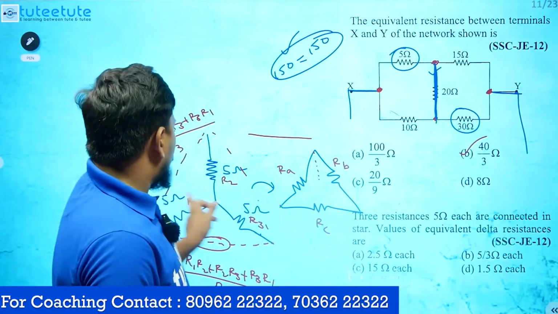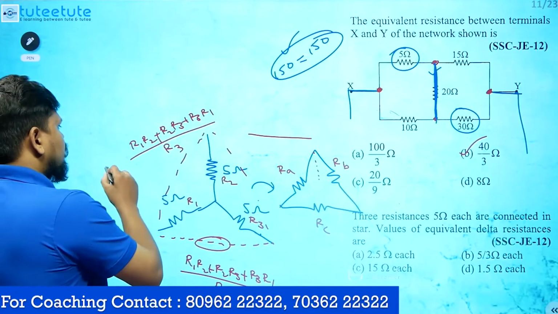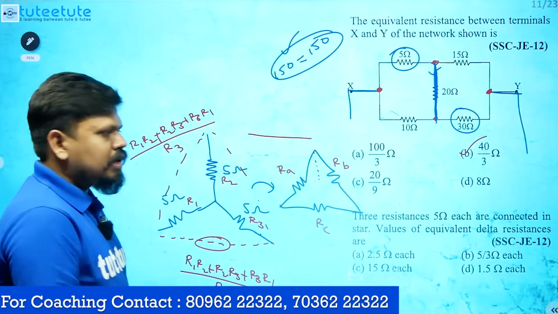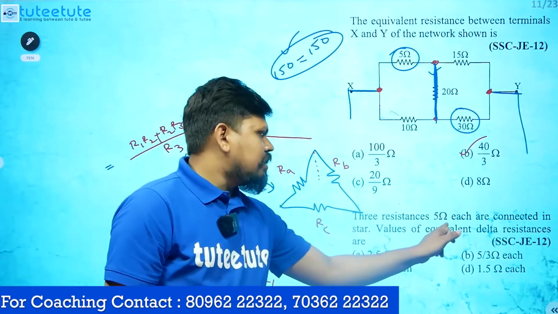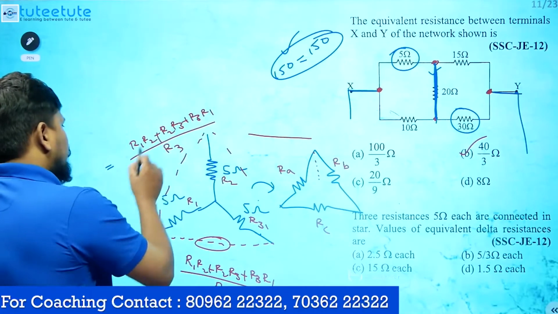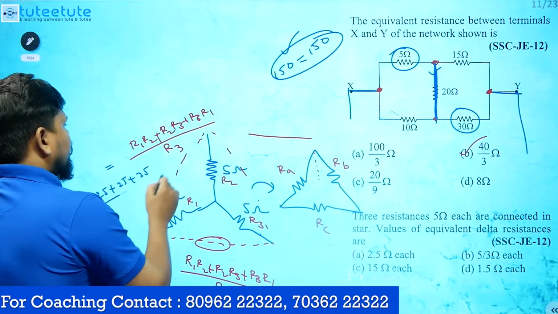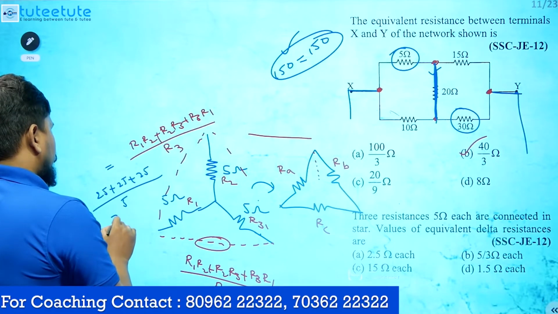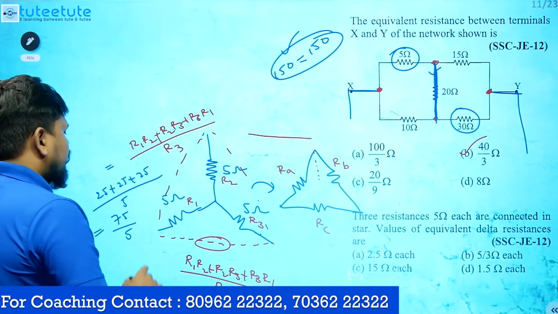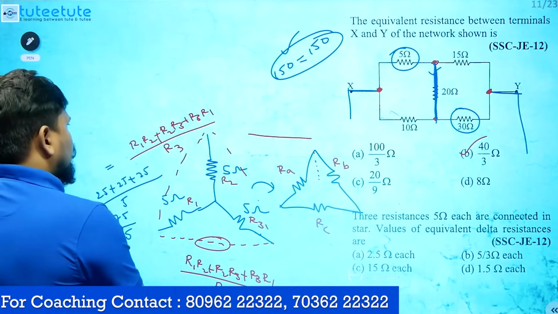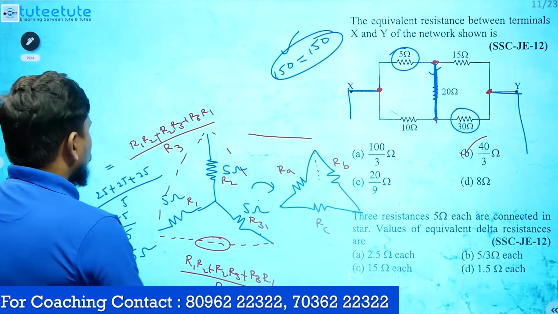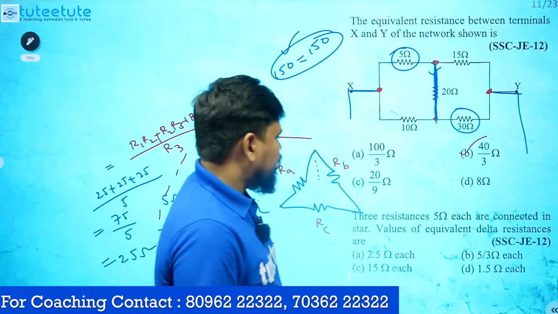So 5 ohms, 5 ohms, 5 ohms. If you substitute in this, you will get the same value for all, because all the 3 resistances are 5 ohms only. So 5 into 5 is 25, plus 25, plus 25, divided by 5. So 75 divided by 5 you will get. What is the answer for this? 25 ohms will be the answer.